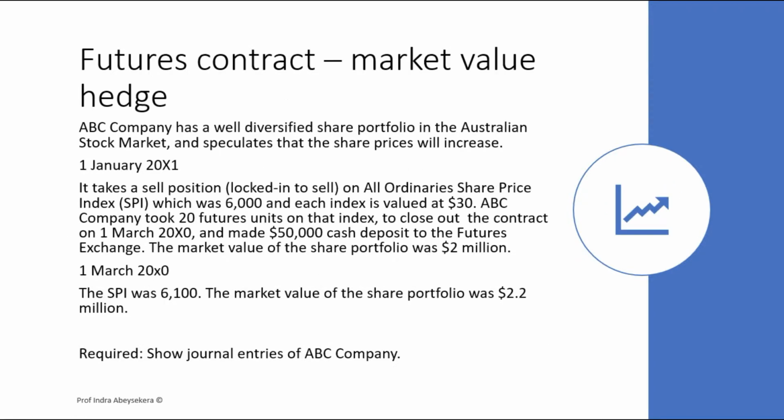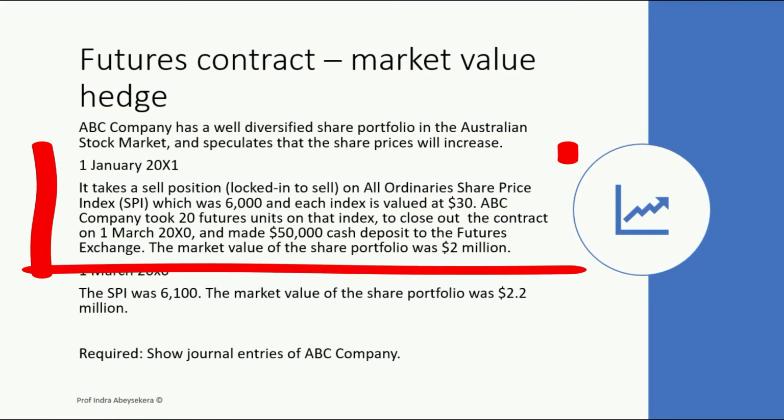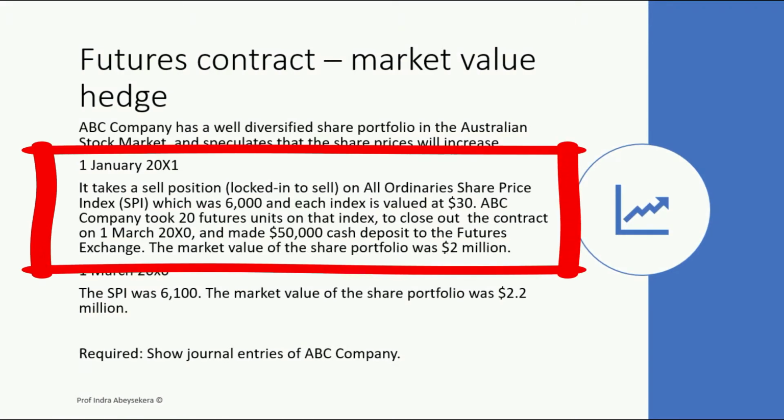So now let's look at a hedge item and hedge instrument simultaneously. So ABC company has a diversified share portfolio, and speculates that the share price will increase. So on 1st of January, it takes a sell position. That means it's now pre-agreed to sell ordinary shares.